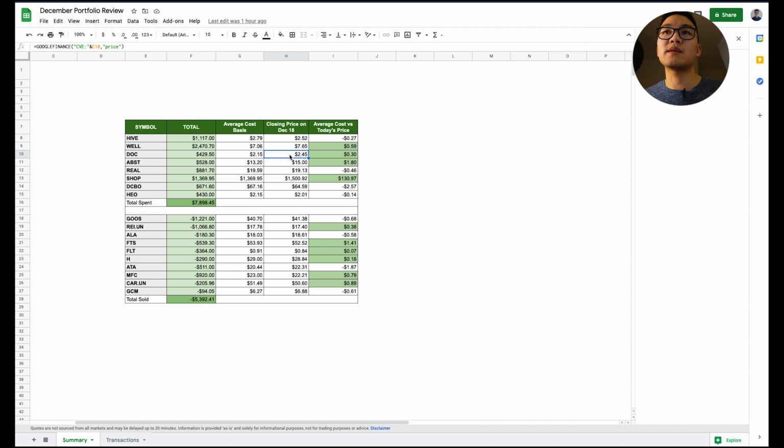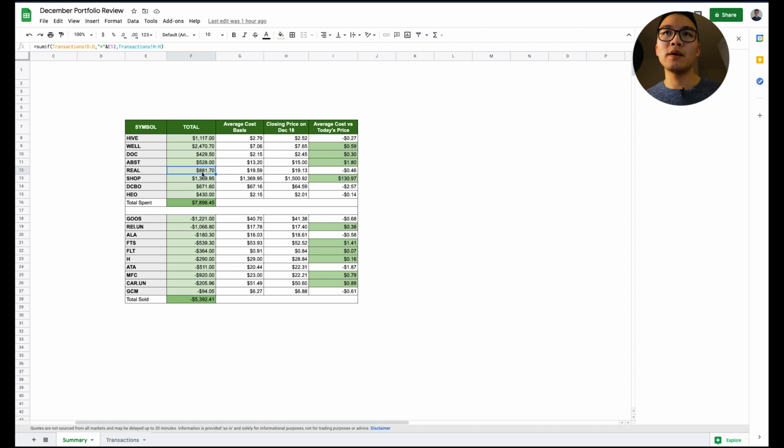And Doc has also seen some price momentum in line with Wellhall Technologies. Another stock I bought into was Absolute Software, around the $13 mark, and this is because I saw a huge decline in Absolute Software's stock price from $18 all the way down to around $13 per share, and that's when I was averaging in. Today it trades around $15 per share, which I'm not really interested in averaging in at.